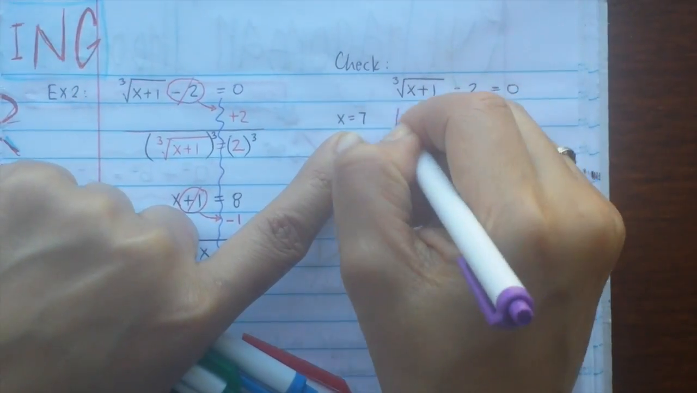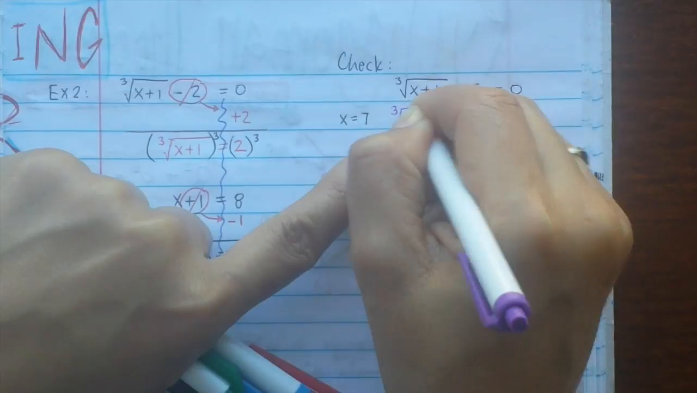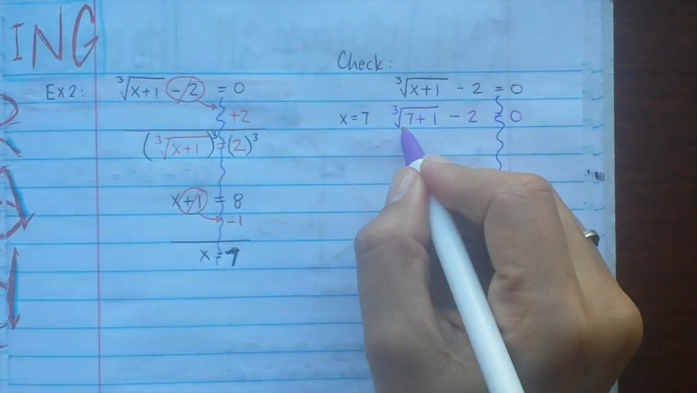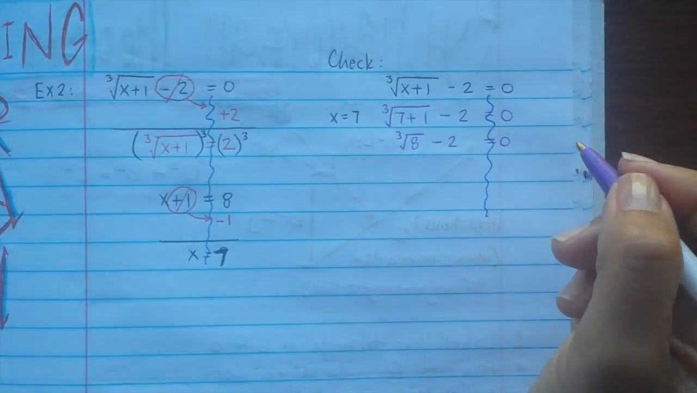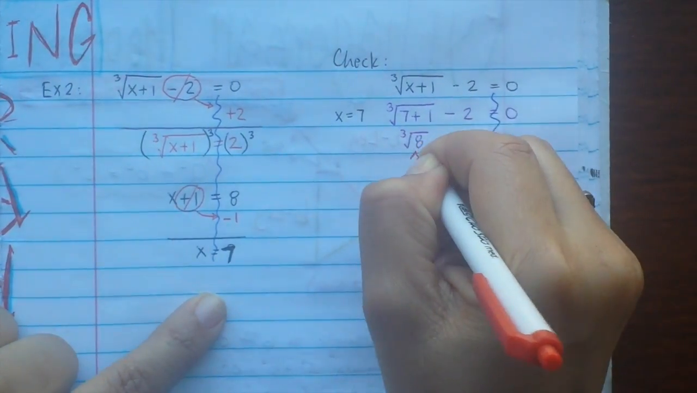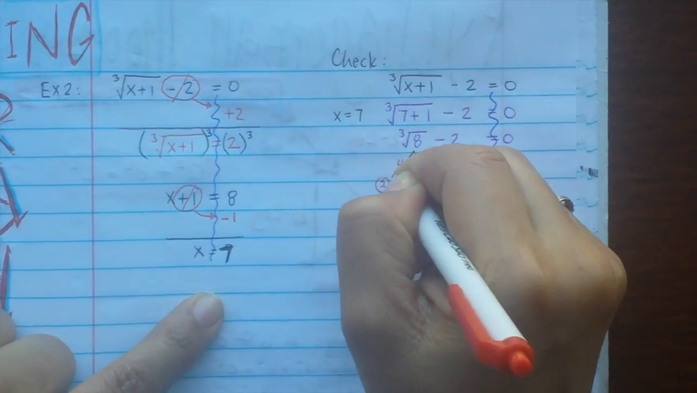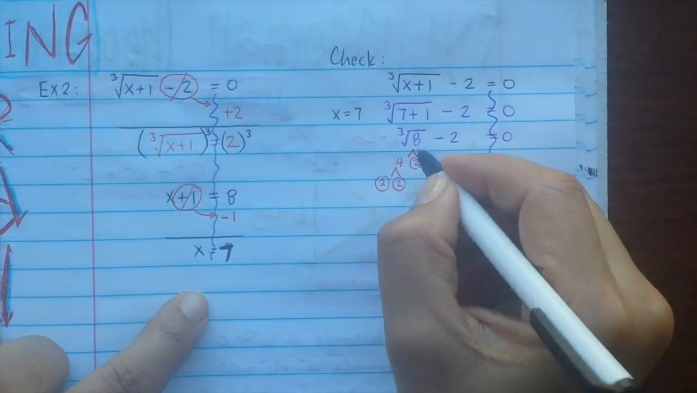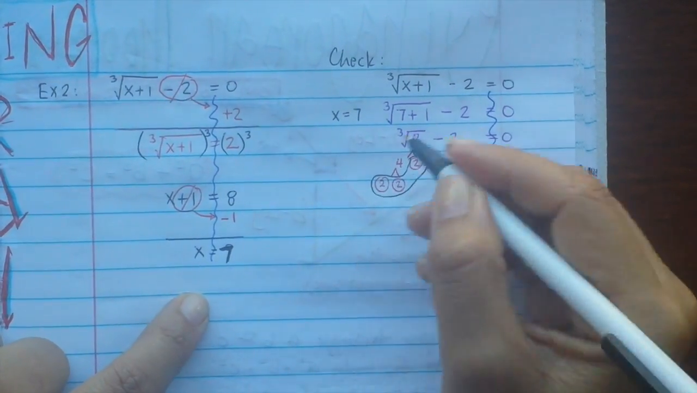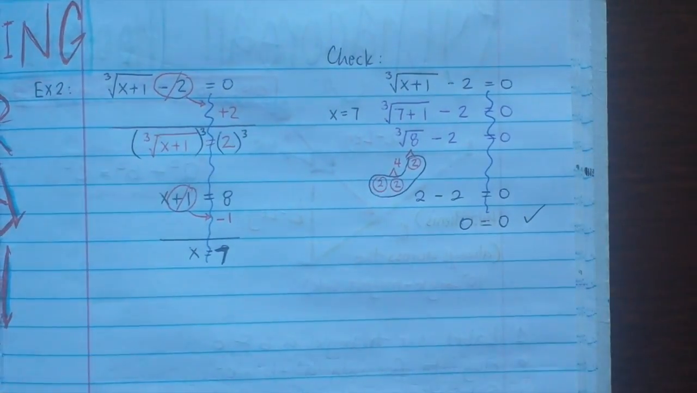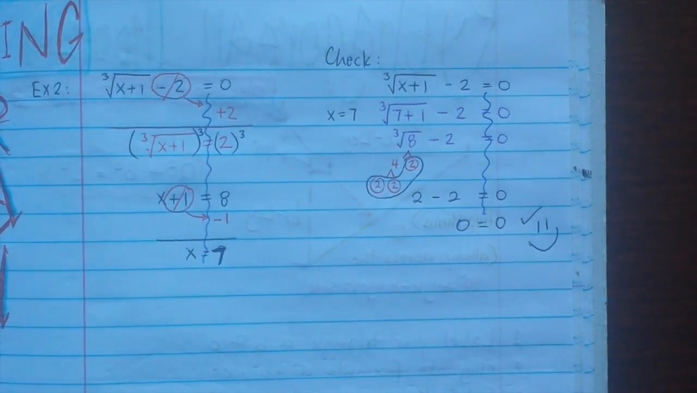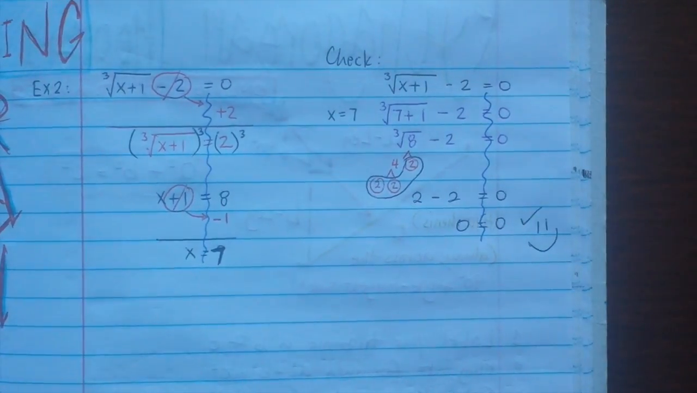Alright, so I see x, I plug in 7. So cube root of 7 plus 1 minus 2 equals 0. 7 plus 1 is 8. The cube root of 8 minus 2 equals 0. You can break 8 down into 4 times 2, 2 times 2, and then now we have groups of 3 that we're taking out. So we're going to get 2 outside and nothing inside. So 2 minus 2 is 0. 0 equals 0. Is that true? Yes. So your solution, x equals 7, is actually true.